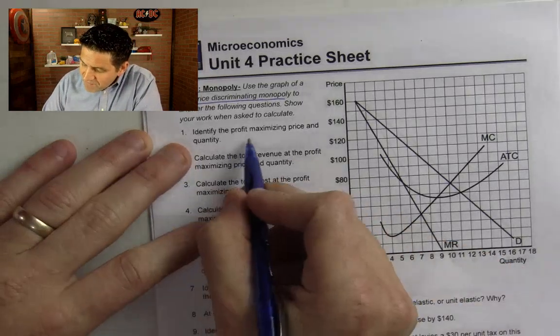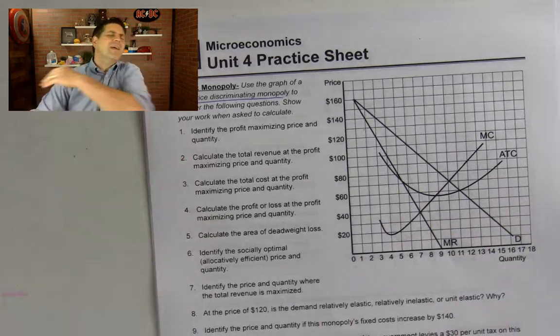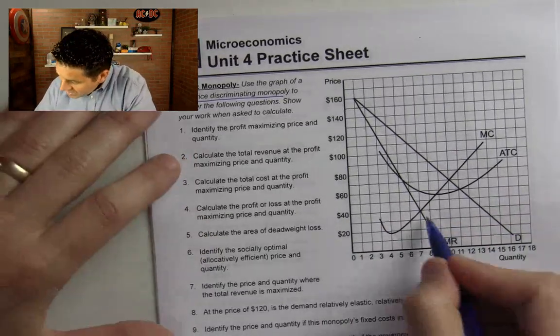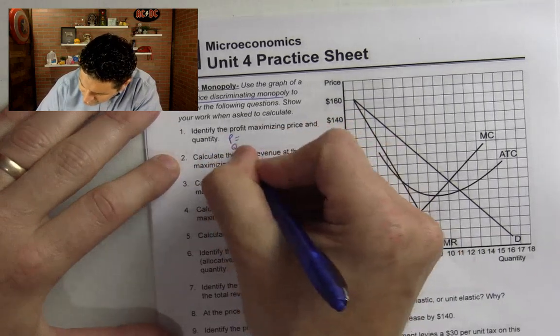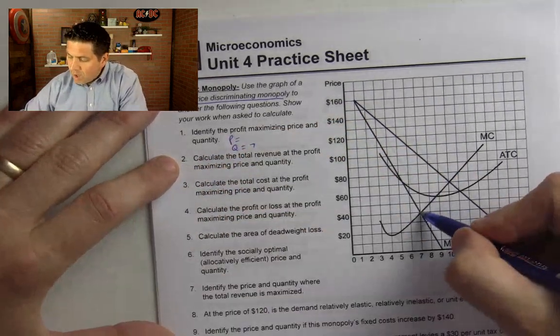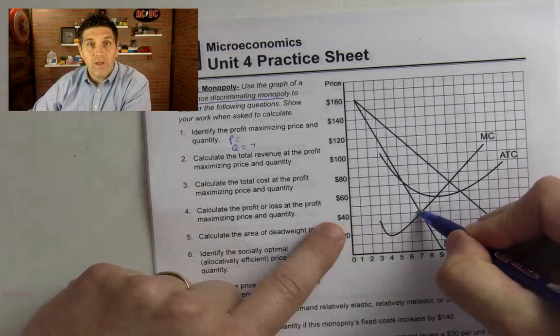All right, identify profit maximizing price and quantity. You produce where MR equals MC. Always, doesn't matter where it is, you always produce where MR equals MC. So the quantity is 7. Price, we'll find out in a second. Quantity is 7. Once you get the quantity, you got this. You know the price is right here at 40.